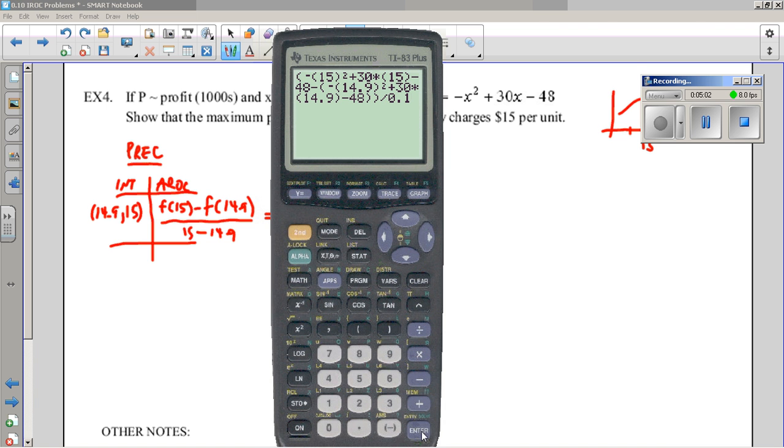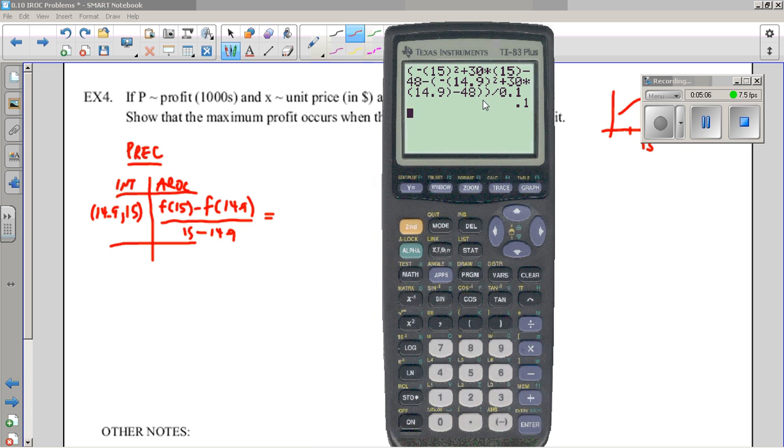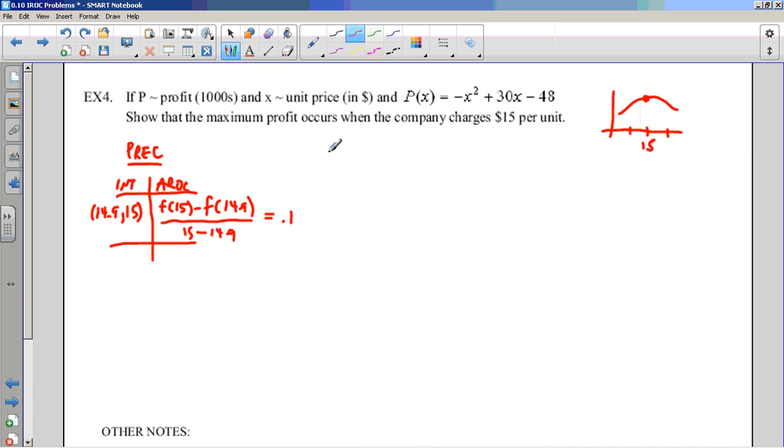And what's good about doing this is that I can just go up when I want to do another interval and change the 14.9, say, to 14.99. That's what I'm going to do. So that's 0.1, which makes sense, by the way. Preceding interval, we'd expect it to be a small positive number. And when I get even closer, it's going to be even closer.